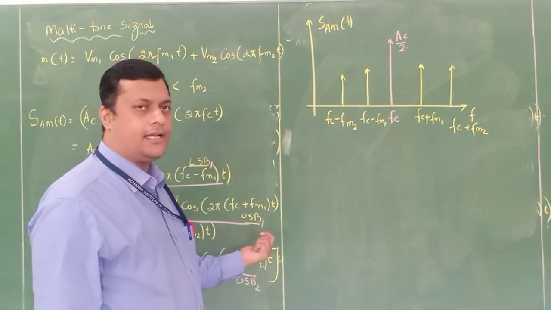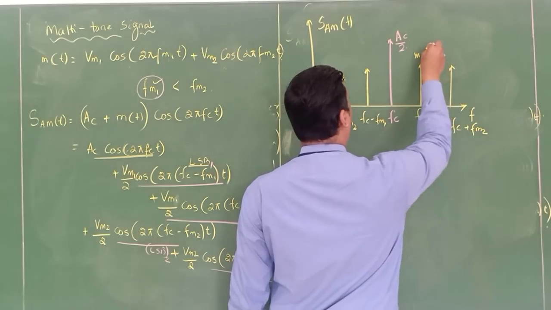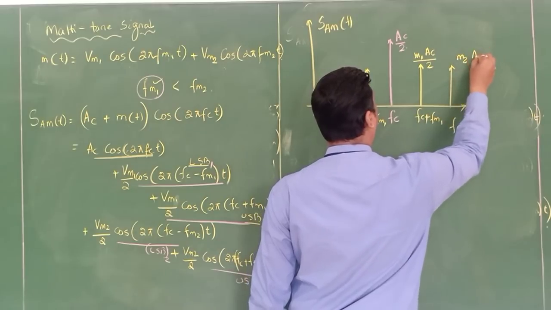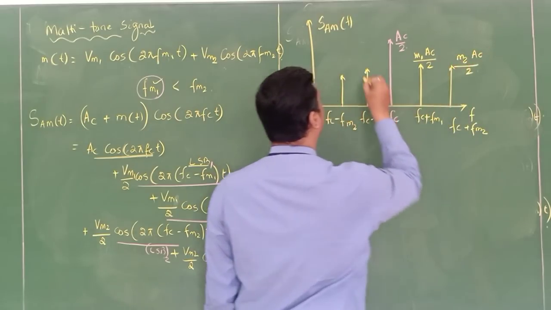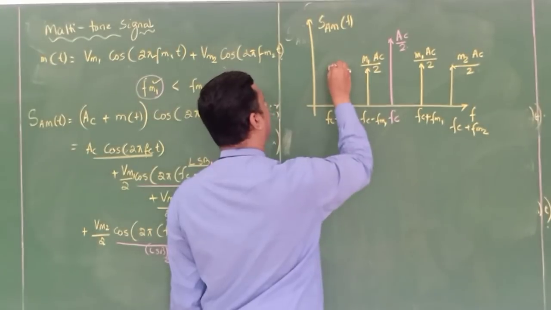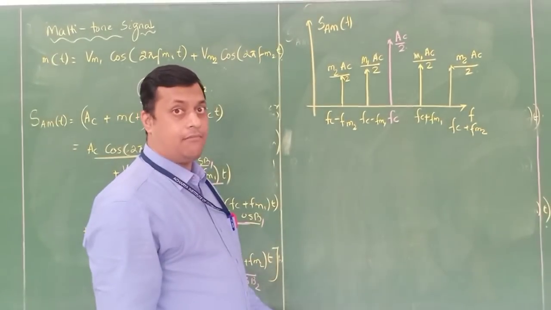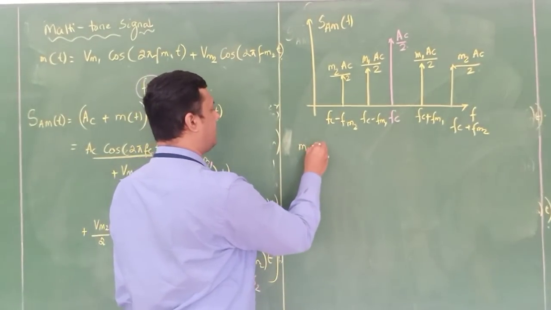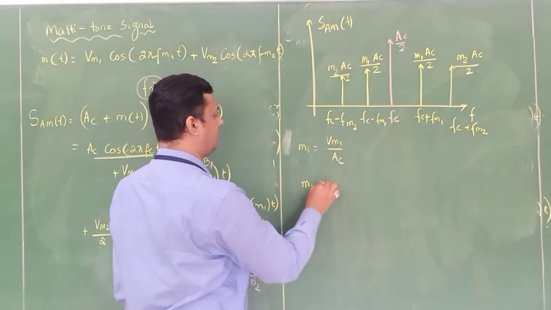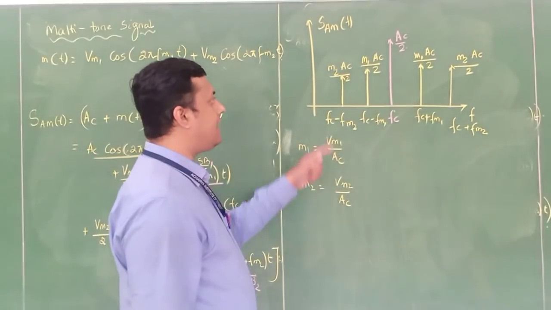You can write this whole thing in terms of modulation index also. How can I write it? M1 into AC divided by 2, M2 into AC divided by 2. Here I will write M1 into AC divided by 2. Here it is M2 AC divided by 2. Now what is M1, what is M2? M1 is equal to Vm1 by AC. What is M2? It is Vm2 by AC. Okay? Same thing I have written there.